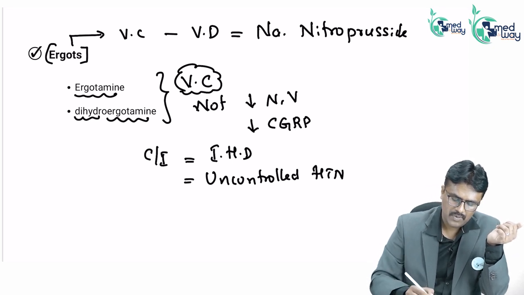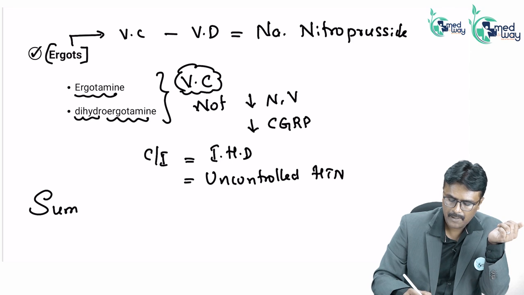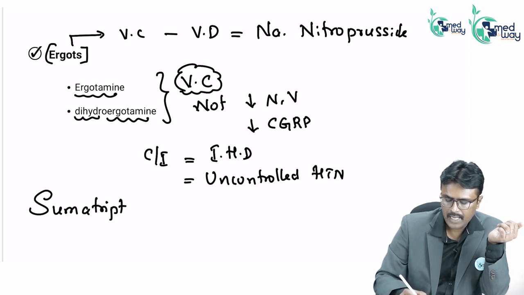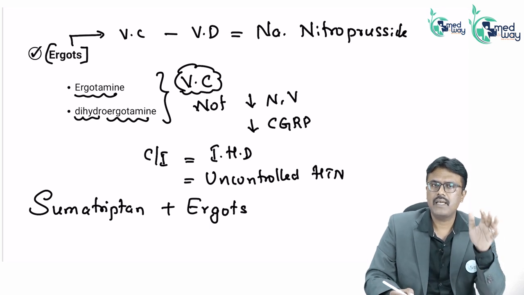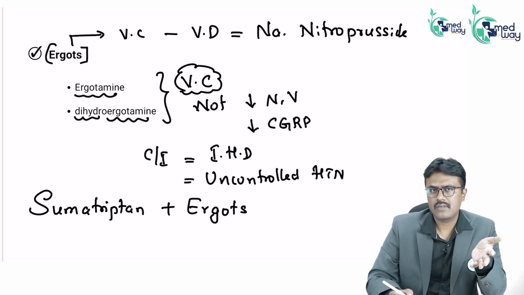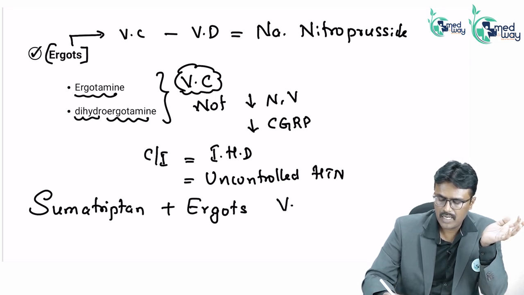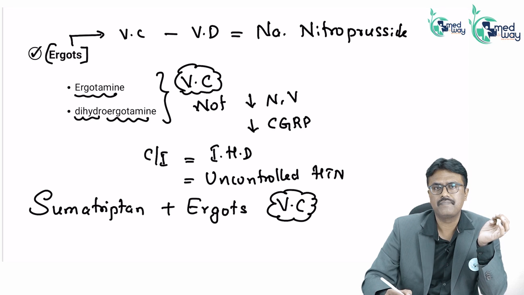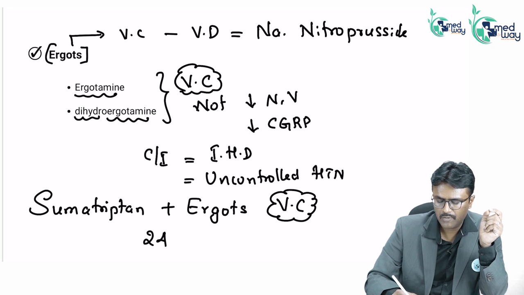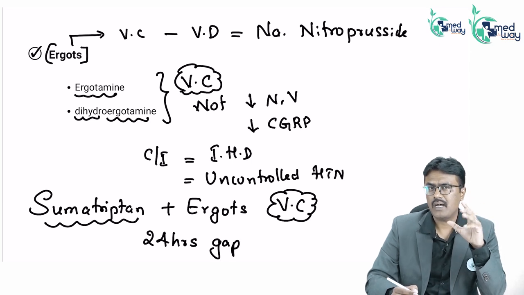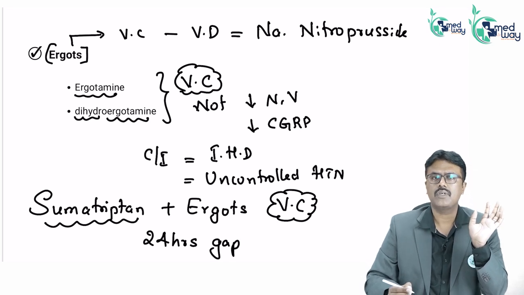Now the next question they will ask you is, suppose a person has already taken sumatriptan for an attack of migraine. Can I give ergots also if the migraine is not controlled? I have given sumatriptan, sir, but the migraine attack is not coming down. Can I give ergot? No, because both are vasoconstrictors and the BP may rise. Then if I want to give it, what is the time gap, sir? The time gap should be 24 hours. So if triptans are given, don't give ergot for up to 24 hours. If you give them, there is a dangerous vasoconstriction, and BP may shoot up.